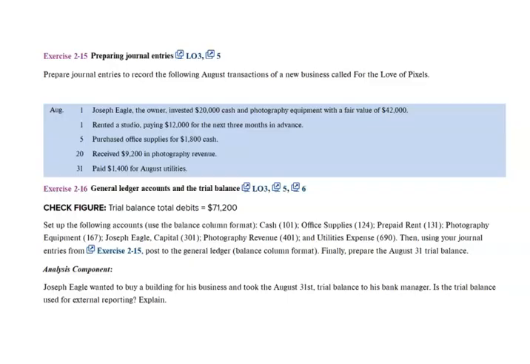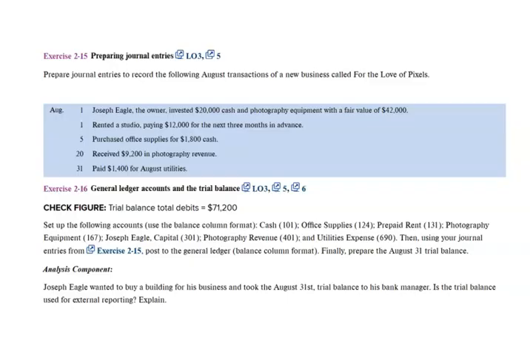Okay, so on August 1st, again, they're giving us dates. So now when we record the entry, we're going to make sure that we use August 1st, and then the 5th, the 20th, and the 31st to show what the date is. And once we start posting into the general ledger, we're going to also use those dates so that we know when they happened. And if you notice here as well, in exercise 216, 216 is a continuation of 215.